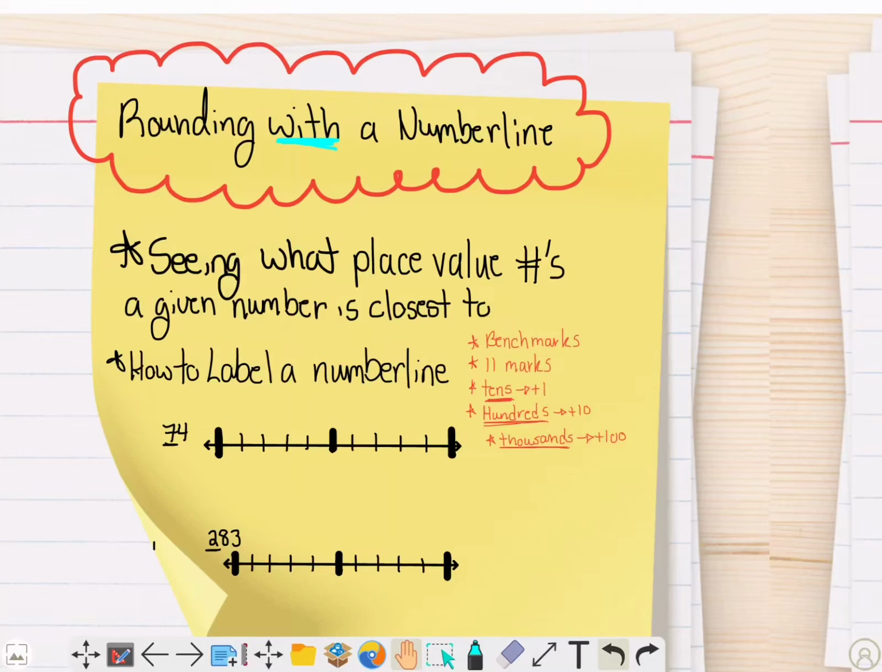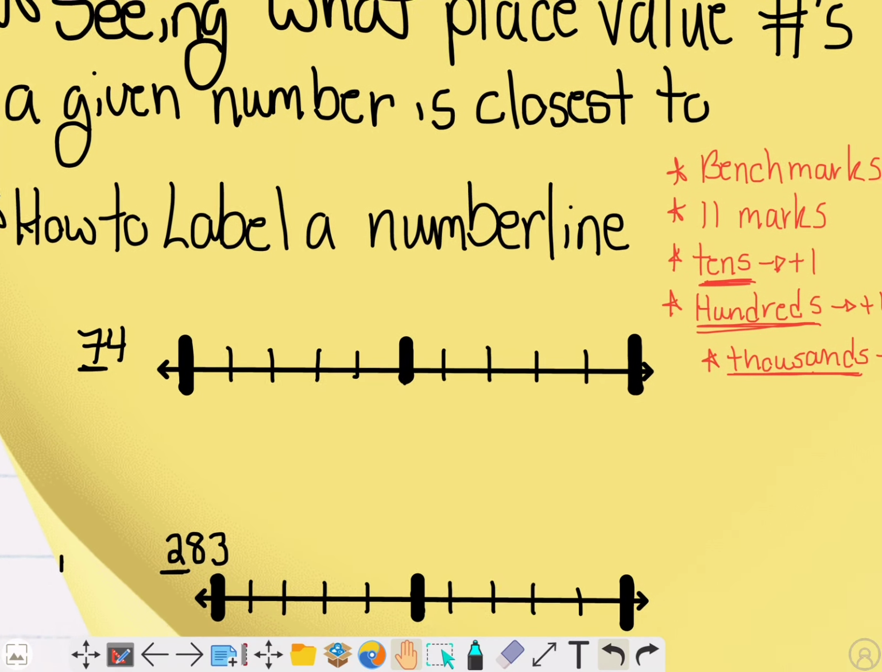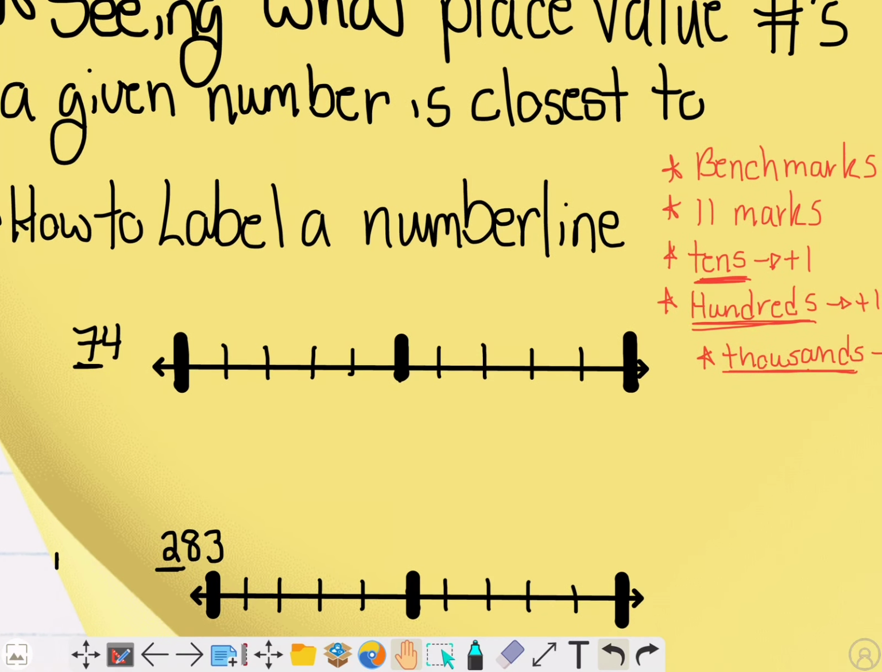Today we're talking about rounding with a number line. You can round without a number line, but in today's lesson we're going to talk about how to set up a number line and what to go up by each time. Doing a number line is not terribly fun, but it's also not terribly difficult.